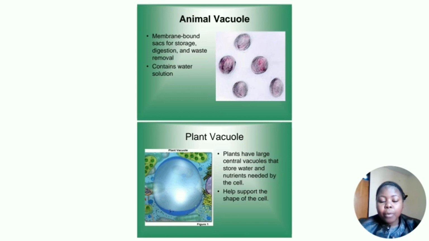Now we are going to talk about the plant vacuole. When you see drawings of a plant cell or an animal cell, you will see that we have different sizes of the vacuole. In the animal cell, you'll see that the vacuole is a little bit smaller, and in the plant cell, it's a little bit bigger. The plant vacuole is a large central vacuole that stores water and nutrients needed by the cell, and it also helps to support the shape of the cell.